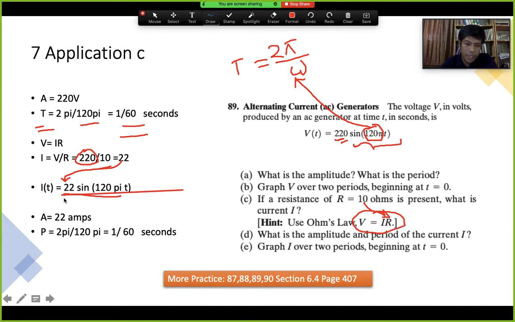And from this function, again, we will have to find out the period and the amplitude. So amplitude is this, and period will come from here, which is the same, because this part of the function is the same as the original function. That is the reason.